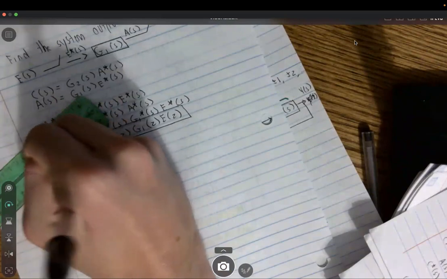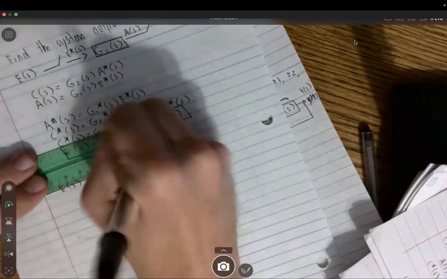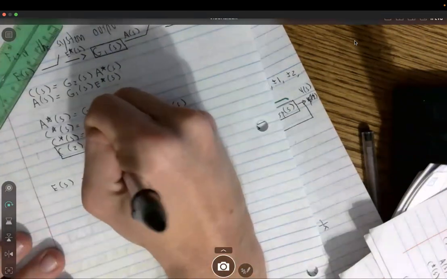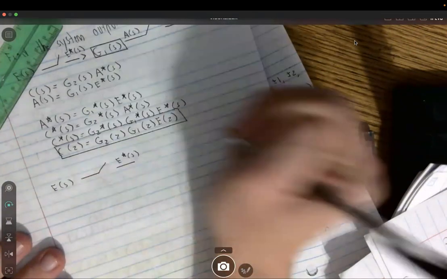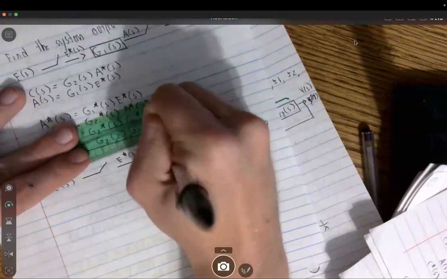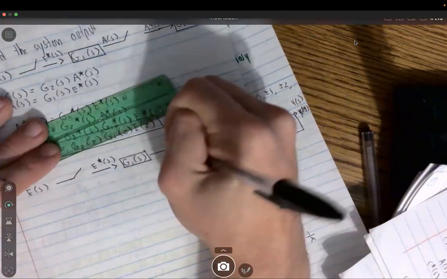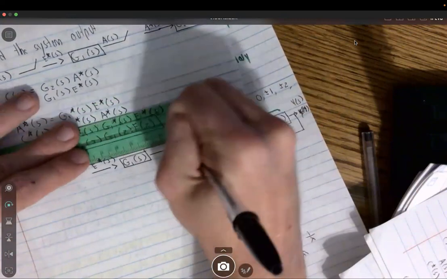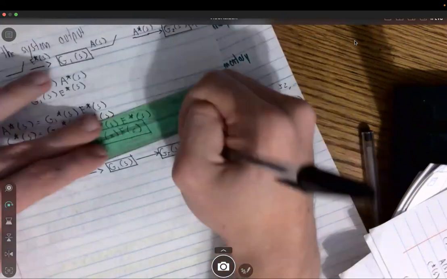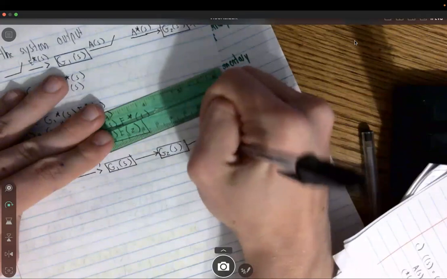Now we're going to find it for our second configuration. Say that we have E of S, and then it goes through a sampler here. Remember, this is the sampled output, so E star of S, and then we have our G1 of S block, and then we go through our G2 of S, and then we finally have our output C of S.